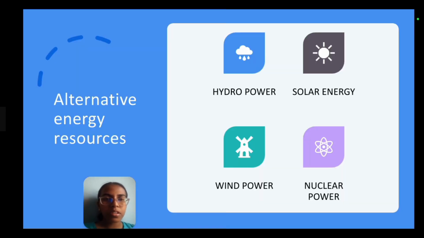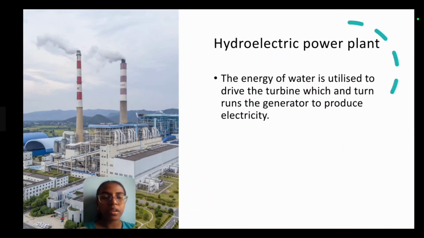In this video, I shall talk about the following alternative energy resources. They are hydropower, solar energy, wind power, and nuclear power. Let us begin with hydropower. Hydropower is generated by a hydroelectric power plant. The energy of water is utilized to drive the turbine, which in turn runs the generator to produce electricity. Rain falling upon the Earth's surface has potential energy relative to the ocean towards which it flows. The energy is converted to shaft work. The hydraulic power is thus a naturally available renewable energy.